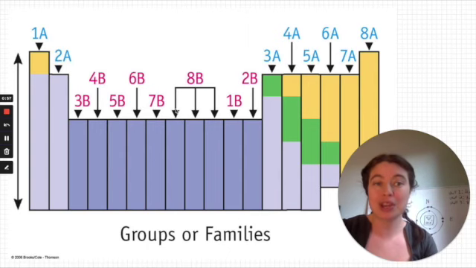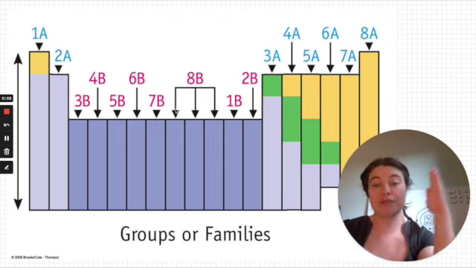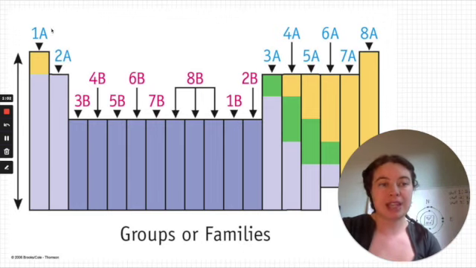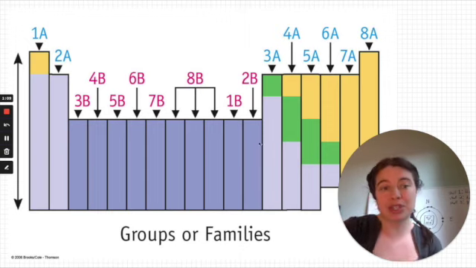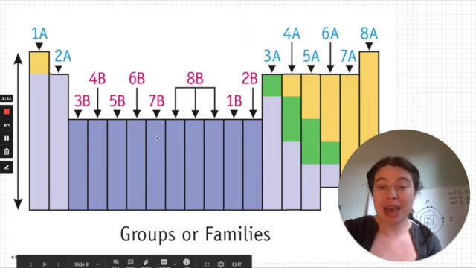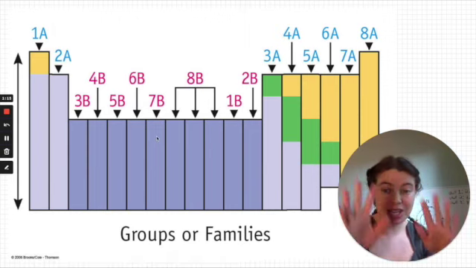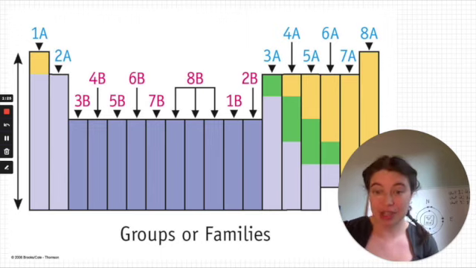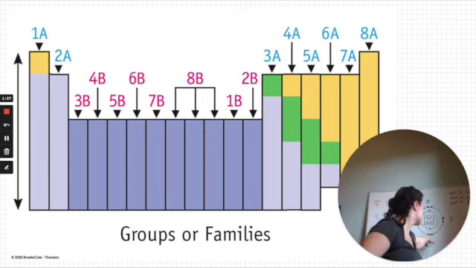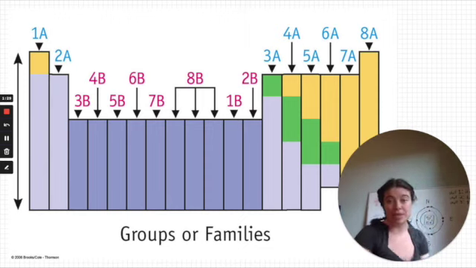Now, at the same time, we have the groups. The groups are the vertical columns. We have the A groups, which are the 2 columns on the left and the 6 columns on the right, and we have the B groups, which is this whole middle section. For that middle section, we're going to ignore it and instead focus on the A groups for now. If you have an element in these A groups, that tells you how many valence electrons it will have. Remember, valence electrons are the electrons in the outermost shell.